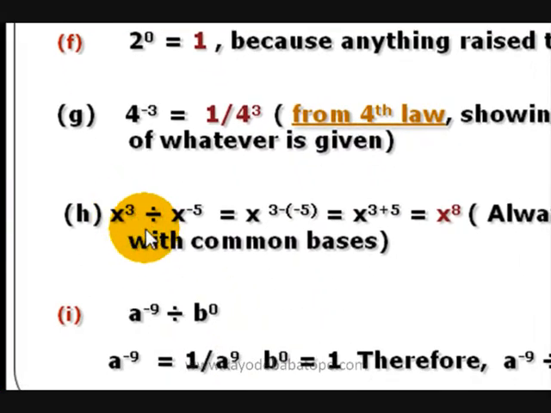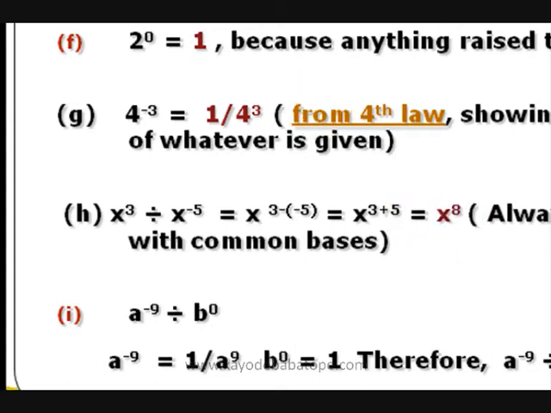x raised to power 3 divided by x raised to power minus 5 gives x raised to power 3 minus minus 5. So don't get confused here, because the index is minus 5. But the fact that we are doing a division, from the law of indices, we are supposed to subtract. So you are going to have x raised to power 3 minus minus 5. That gives you x raised to power 3 plus 5, and that gives you x raised to power 8.